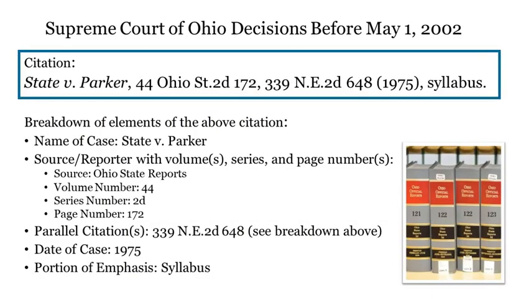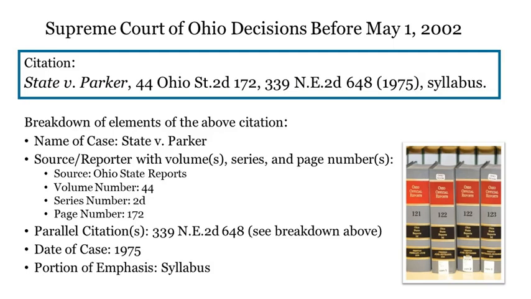So now we're going to look at some judicial branch citation format examples. You should note that Ohio court cases are compiled chronologically into volumes called court reporters, with series numbers based on chronology, including original series, second series, third series, etc. being used. So this first citation we're looking at here is a Supreme Court of Ohio decisions before May 1st, 2002 citation.